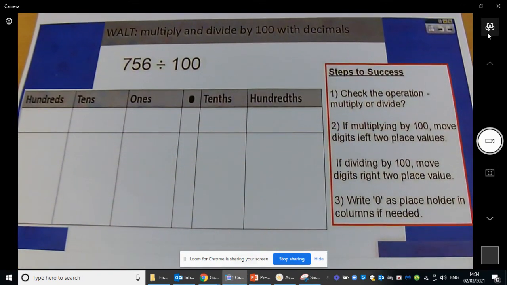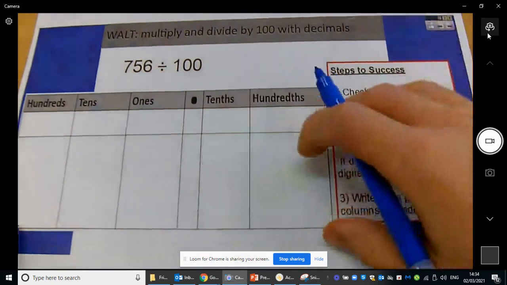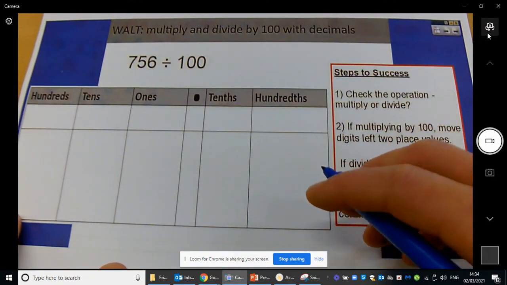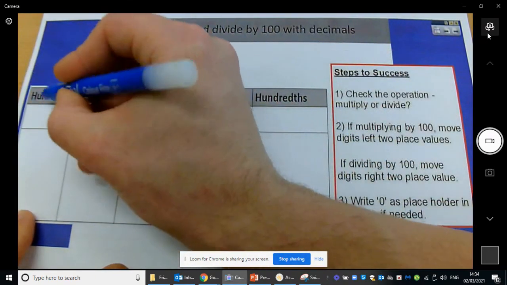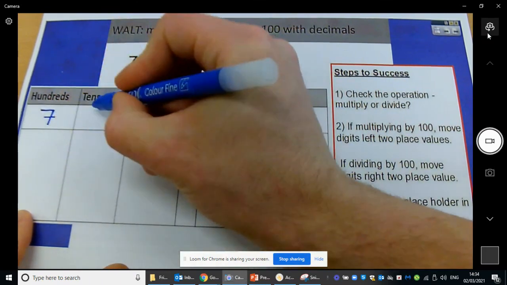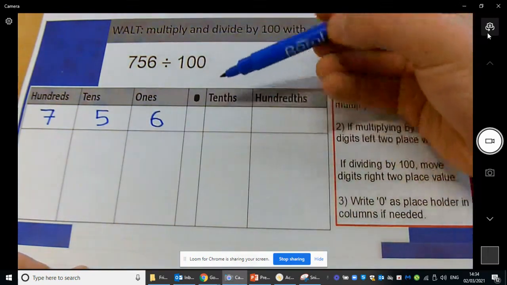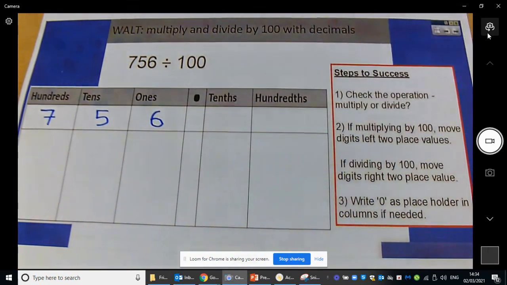Now, this time I'm not going to use the counters. And our next question is 756 divided by 100. So let's write this in our place value chart here. 756. Do we need a decimal there? No, we do not.